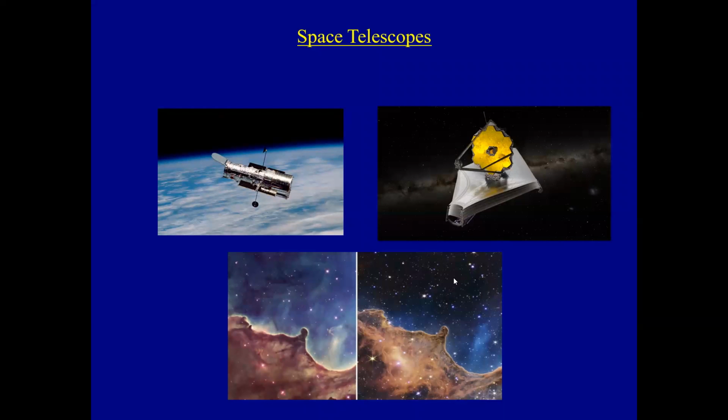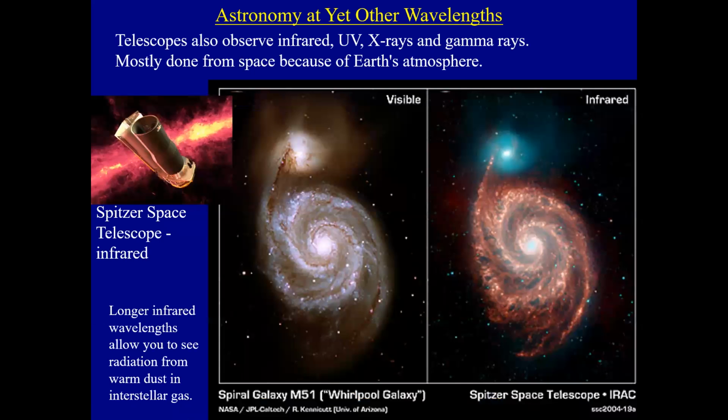Okay, so space telescopes. There are some other telescopes also planned for the future, and also different iterations of the JWST, or James Webb Space Telescope. Another thing that can be done at a space telescope is observing in other wavelengths.